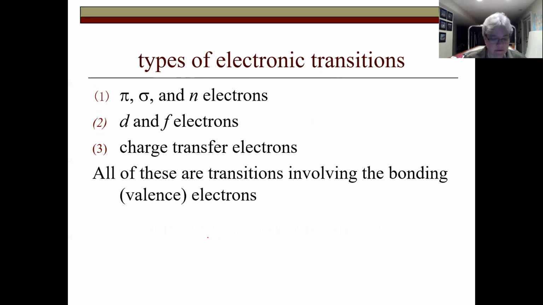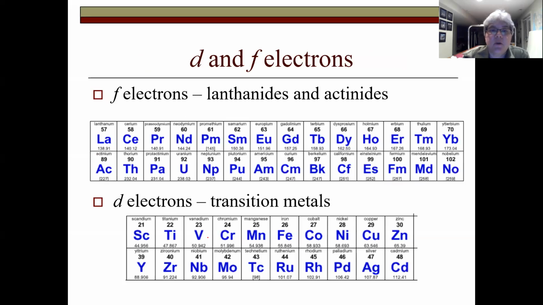Okay, the other kinds of transitions will be much quicker. We're just going to look very quickly at what this set means. The next type are the D and F electrons, which is what we use in inorganic molecules. The F electrons will be compounds or even atoms that contain any of these elements, and the D electrons are the transition metals, so containing any of these.